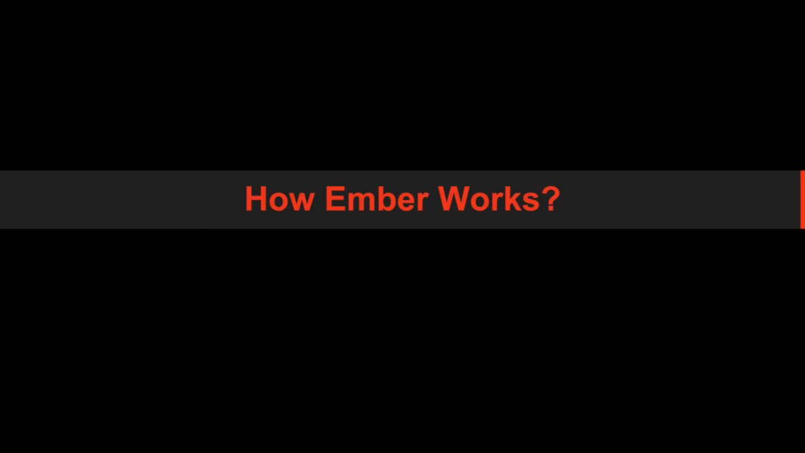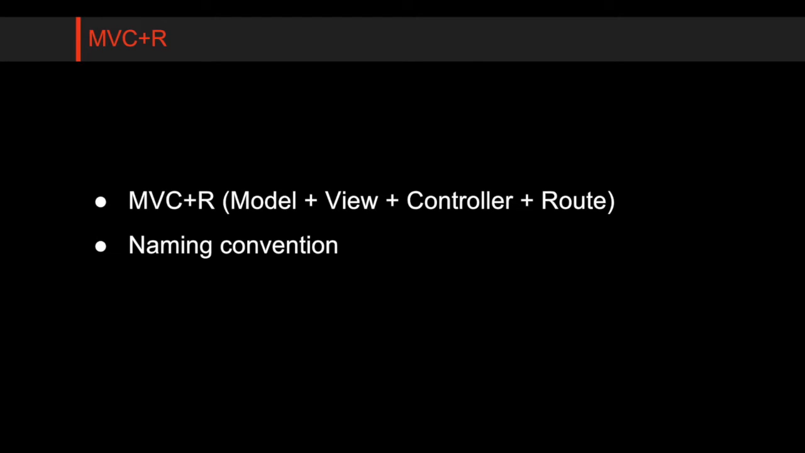How does it work? Ember is an MVC plus R framework, which is model plus view plus controller plus route. Ember is heavily route driven when compared with other MVC app frameworks. The Ember team believes that the web is URL driven, and so should the applications that reside inside it. Hence, every view is driven via a route.